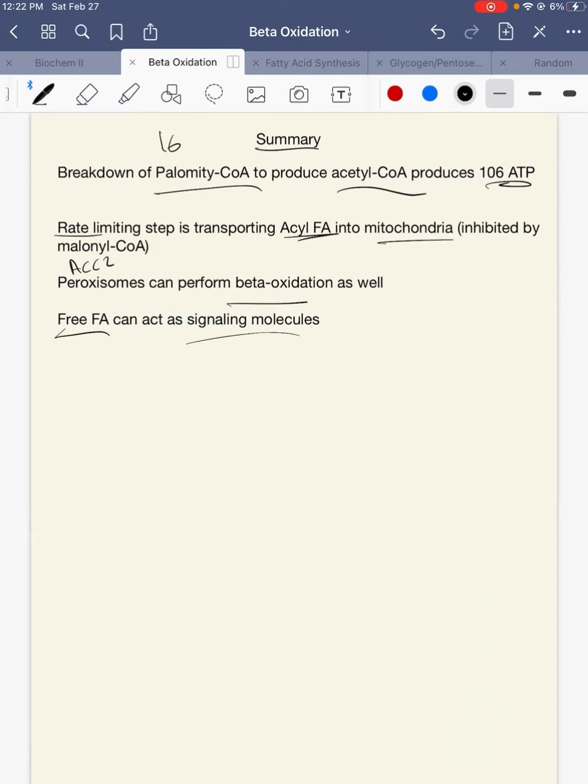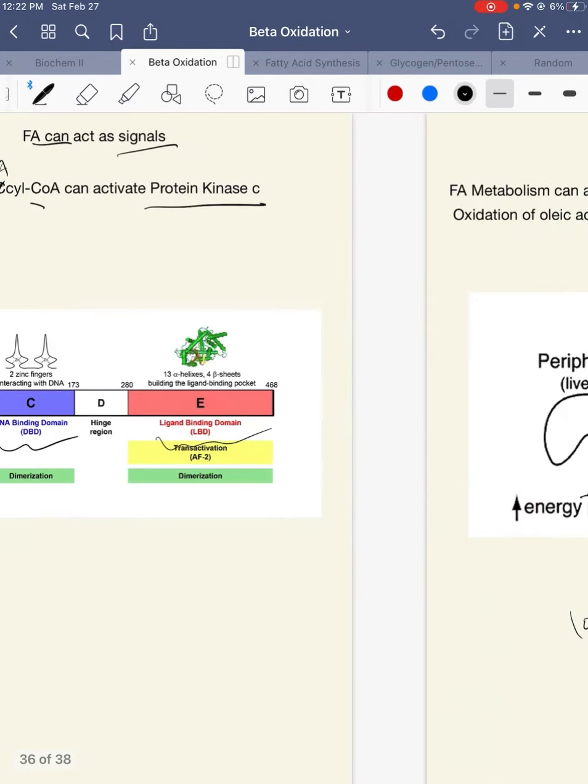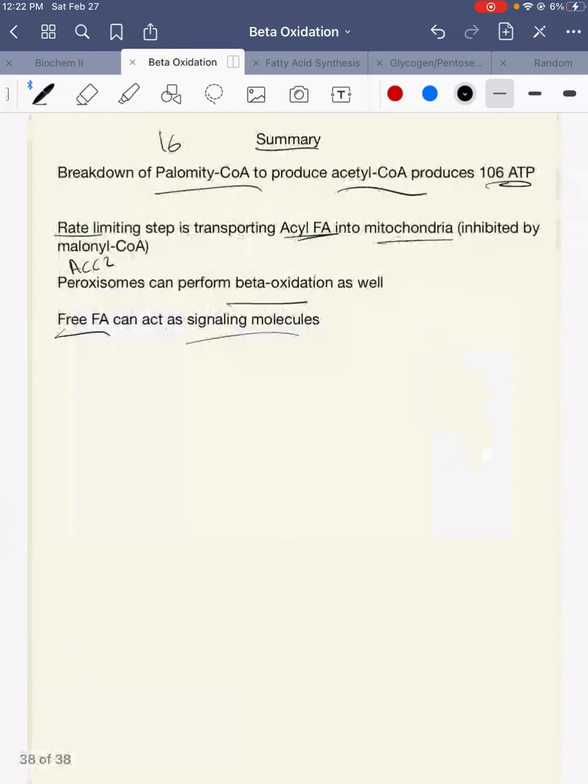So I don't want to extend it too long because we're exactly at an hour. So that's why I kind of rushed those last couple slides. Just know it acts as a sensor for energy, and it can also signal to the other parts of the cell to activate other things.